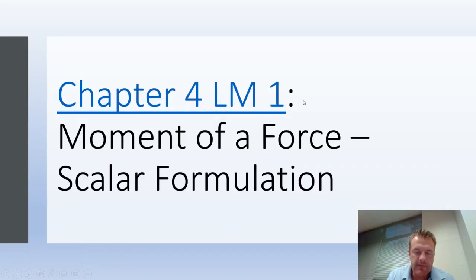So for the first module of Chapter 4, we're going to look at how to compute the moment of a force using what's known as a scalar formulation. When you hear that we're going to do it using a scalar formulation, what you probably assume is that the moment of a force is a vector quantity, and that's correct.